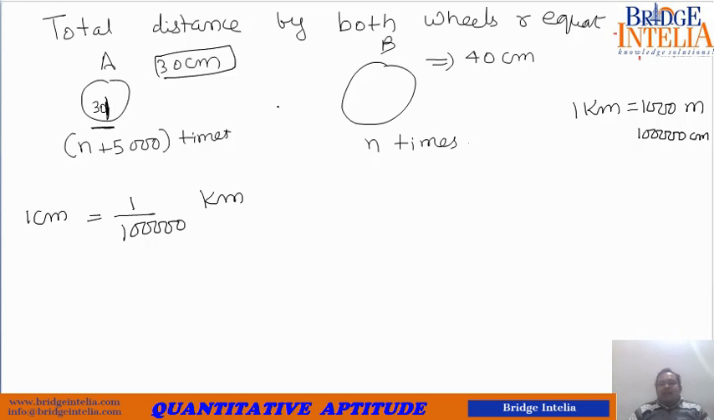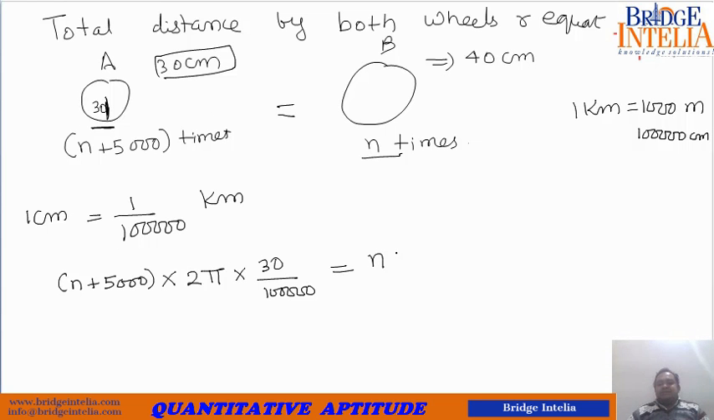So total distance traveled equal. So let's see total distance traveled by wheel A. So it has rotated n plus 5,000 times into its circumference. Circumference is 2 pi into r. Radius is 30 by 1 lakh. This has to be equal to the distance covered by the second wheel. Second wheel rotated n times into its circumference. Circumference is 2 pi. Radius is 40 by 1 lakh.